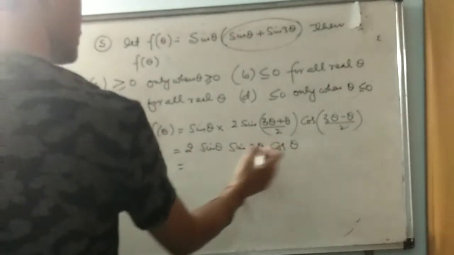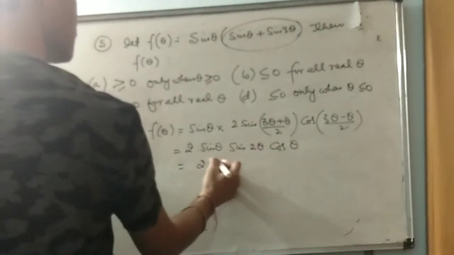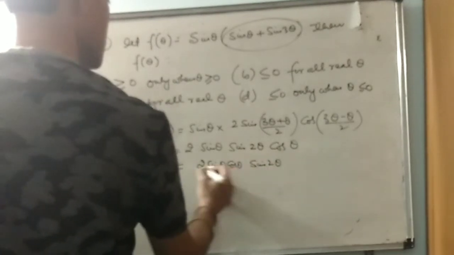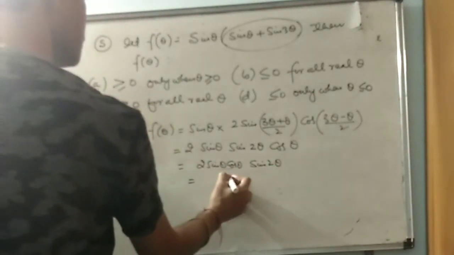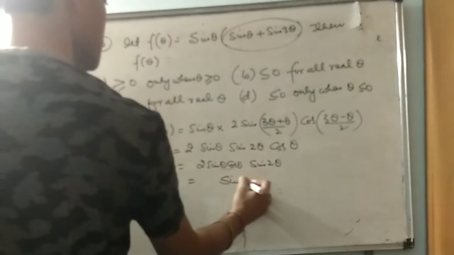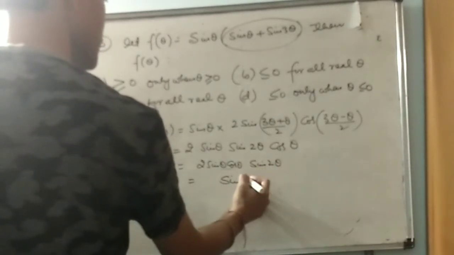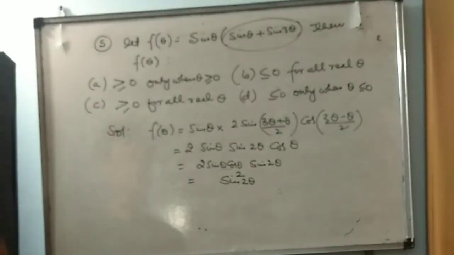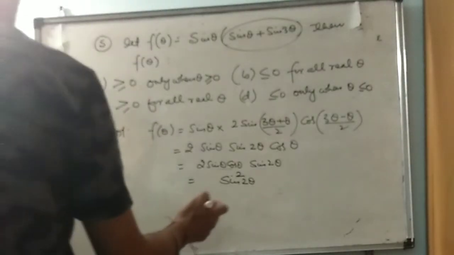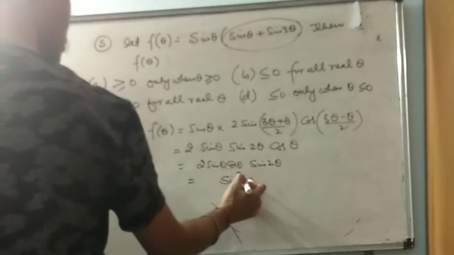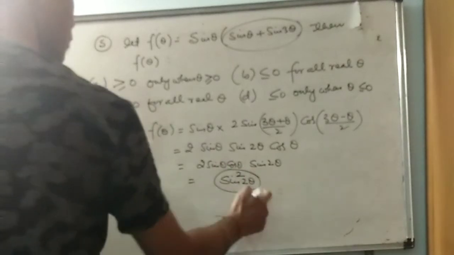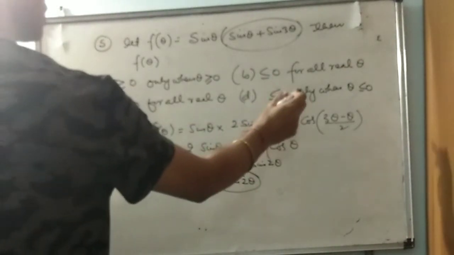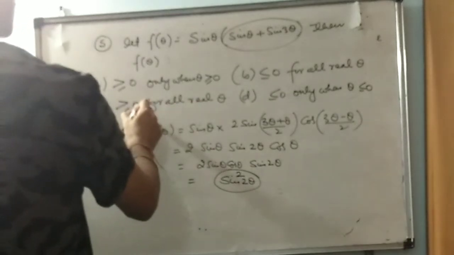Now 2 sin theta into cos theta clubbed gives us sin 2 theta. And sin 2 theta into sin 2 theta will make it sin square 2 theta. Now sin square theta is always greater than 0. So looking at all the options, this is greater than 0 for all.